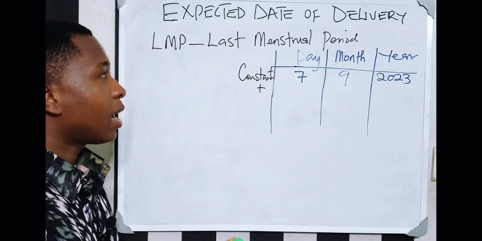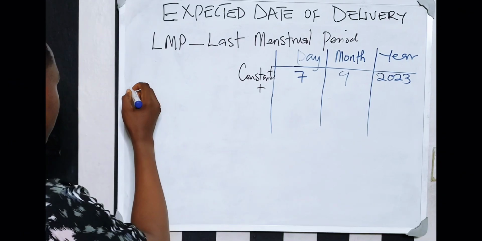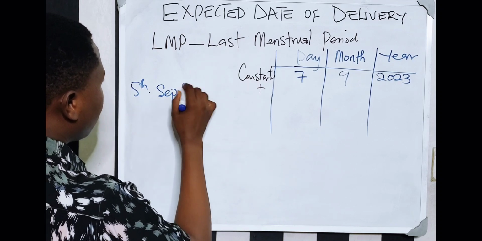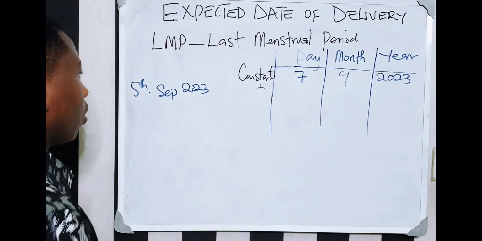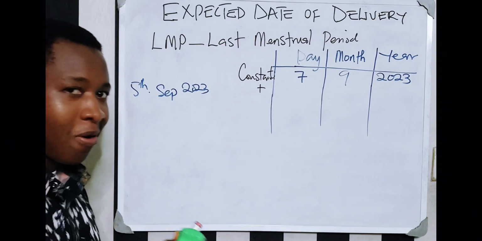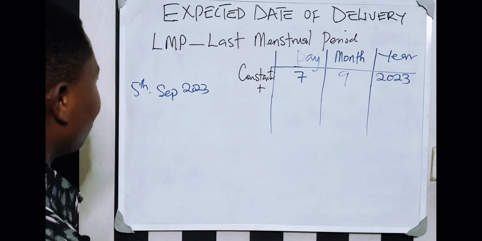Let's pick 5th of September 2023. Okay, I love these dates. I'm interested in this date. It looks more complex, so we can do some work.